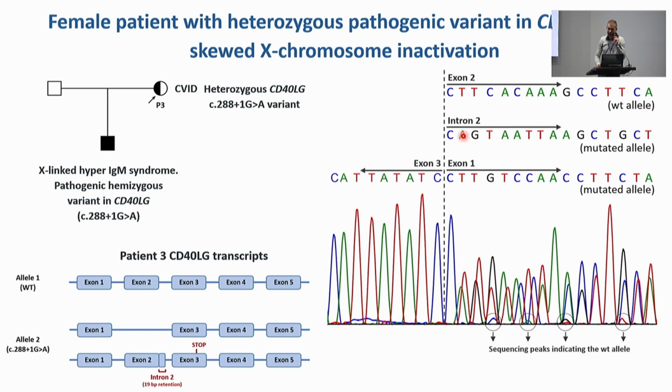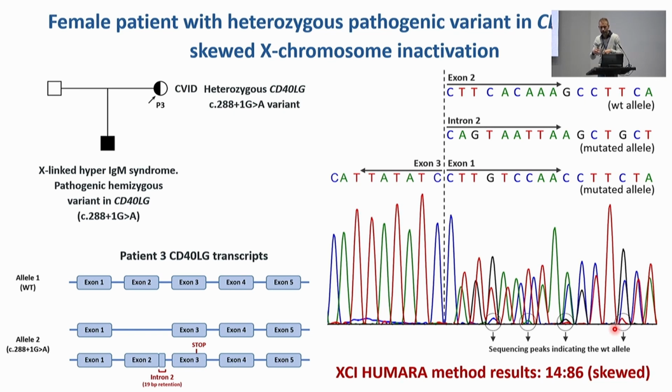So to see the contribution of the wild type allele, we must find a position in which the three transcripts have a different nucleotide. This is not the case of the first position, nor the second or third, but in the fourth position, you can see that there are three different nucleotides, and the cytosine of the wild type allele is minorly represented in the cDNA, and the same happens with all the positions. So this indicates that the wild type allele is residually expressed. The HUMARA method confirmed this skewed X-chromosome inactivation. So in this case, the CVID phenotype is due to this skewed X-chromosome inactivation in which the predominantly expressed allele is the mutated one.